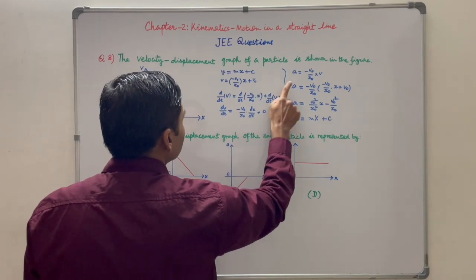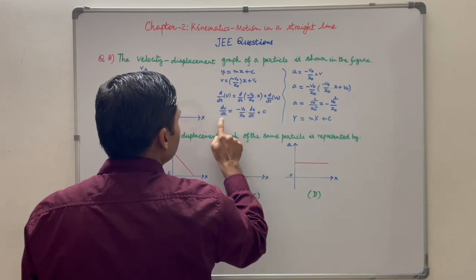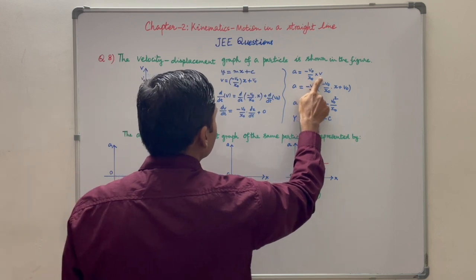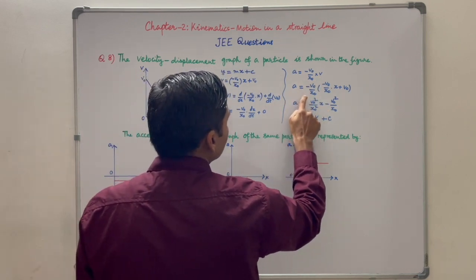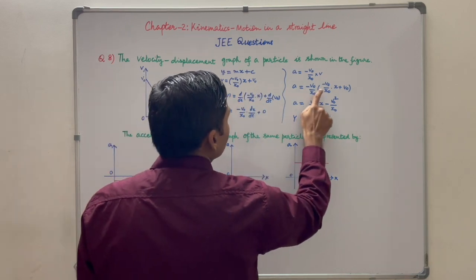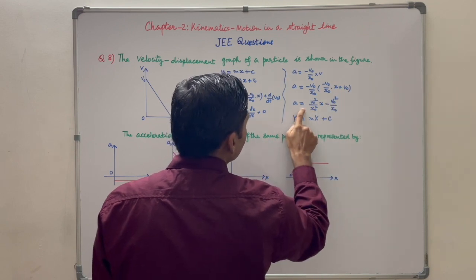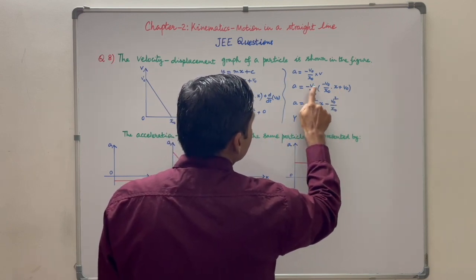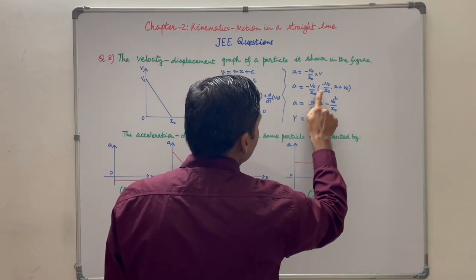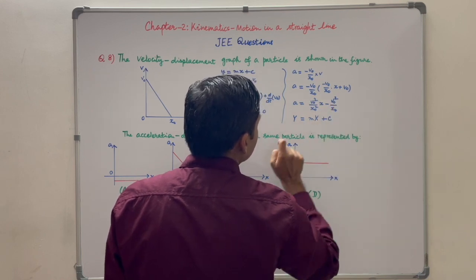Now dv by dt is equal to a and dx by dt is equal to v. So a is equal to minus v0 upon x0 v. In place of v, we can write this, so that is equal to minus v0 upon x0 into minus v0 upon x0 x plus v0. So a is equal to, now multiply this with both these terms. So it will be v0 square upon x0 square x minus v0 square upon x0.